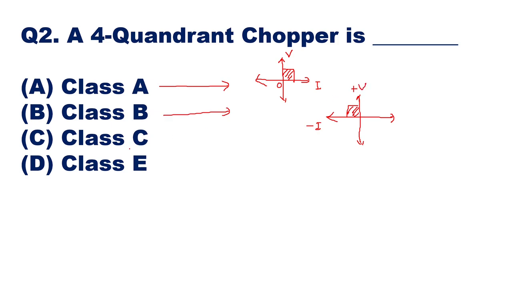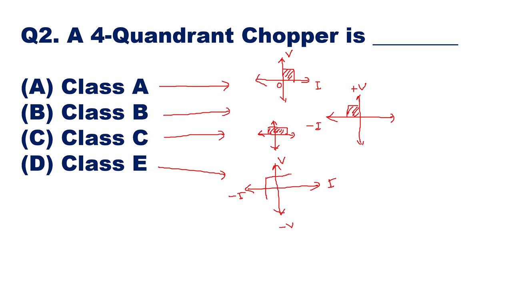Okay, then class C works in the first and second quadrants. Whereas class E works in all the four quadrants. So if you see the graph of class E operation, then it will work for all the four quadrants. So if you take here x-axis as current and y-axis as voltage, this is minus current, this is minus voltage, then this will show all the four quadrants, 1, 2, 3, 4. So this is a class E operation. So here class E will be the right answer, which is a four quadrant chopper.